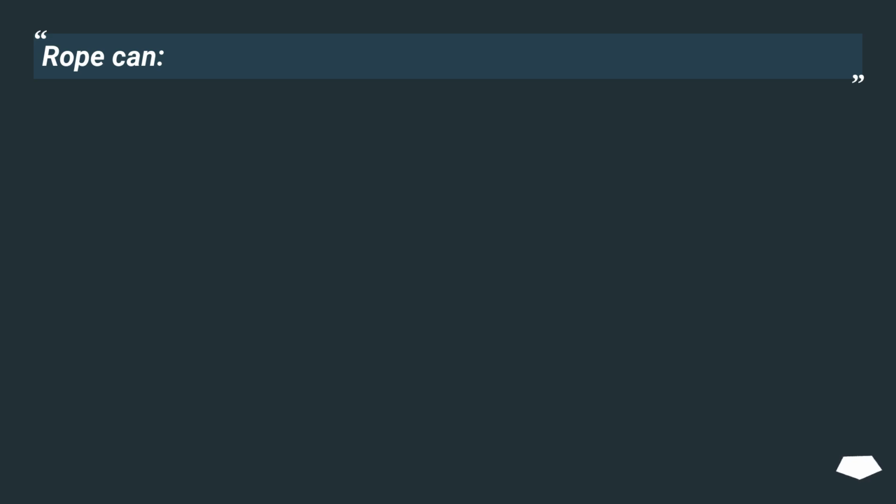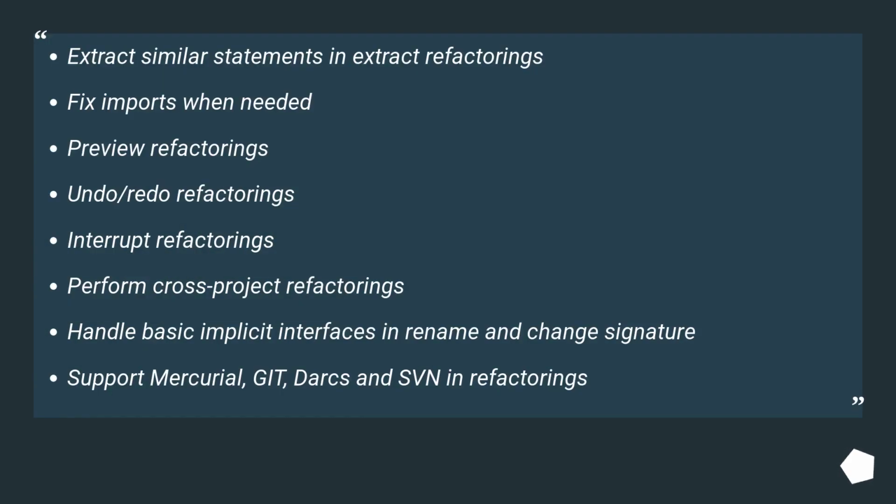Rope can extract similar statements in extract refactorings, fix imports when needed, preview refactorings and undo/redo refactorings, interrupt refactorings, perform cross-project refactorings, handle basic implicit interfaces in rename and change signature, and support Mercurial, Git, Darcs and SVN in refactorings.